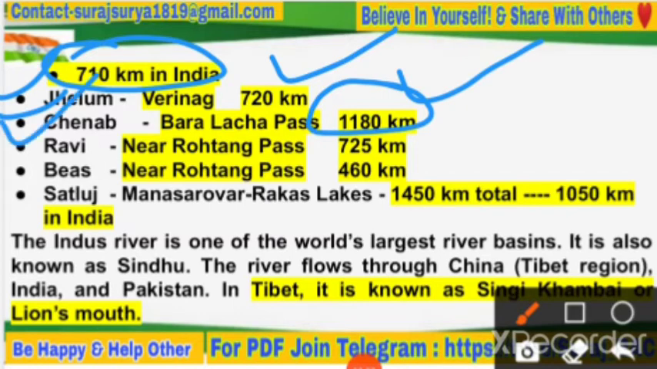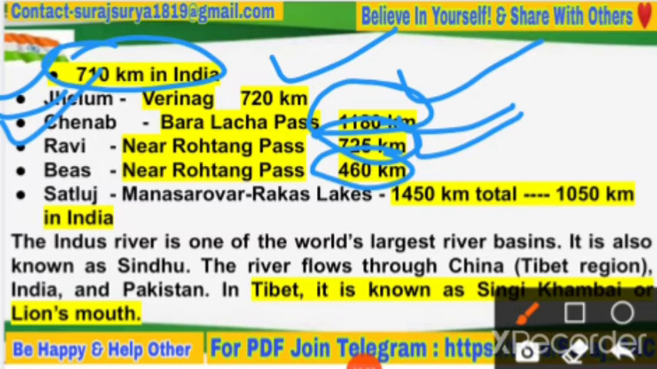Then we have to discuss the Ravi River. It originates from near the Rohtang Pass, with a total length of 725 kilometers. Then Beas River originates from near the Rohtang Pass. The total length of the Beas River is 460 kilometers. Then we will discuss Satluj. Satluj originates near Mansarovar Lake, that is Rakas Lake, with a total length of 1450 kilometers. But you will find 1050 kilometers in India. What is the total length of Satluj in India? That is 1050 kilometers.